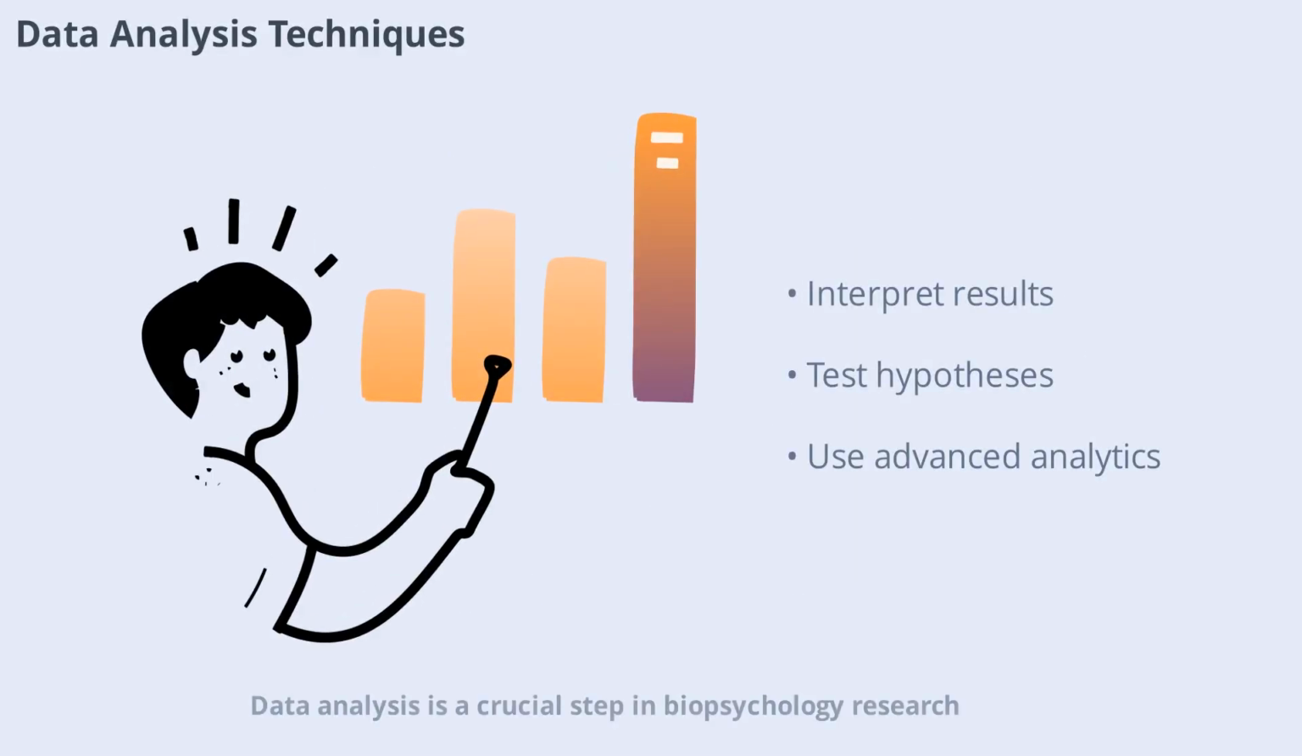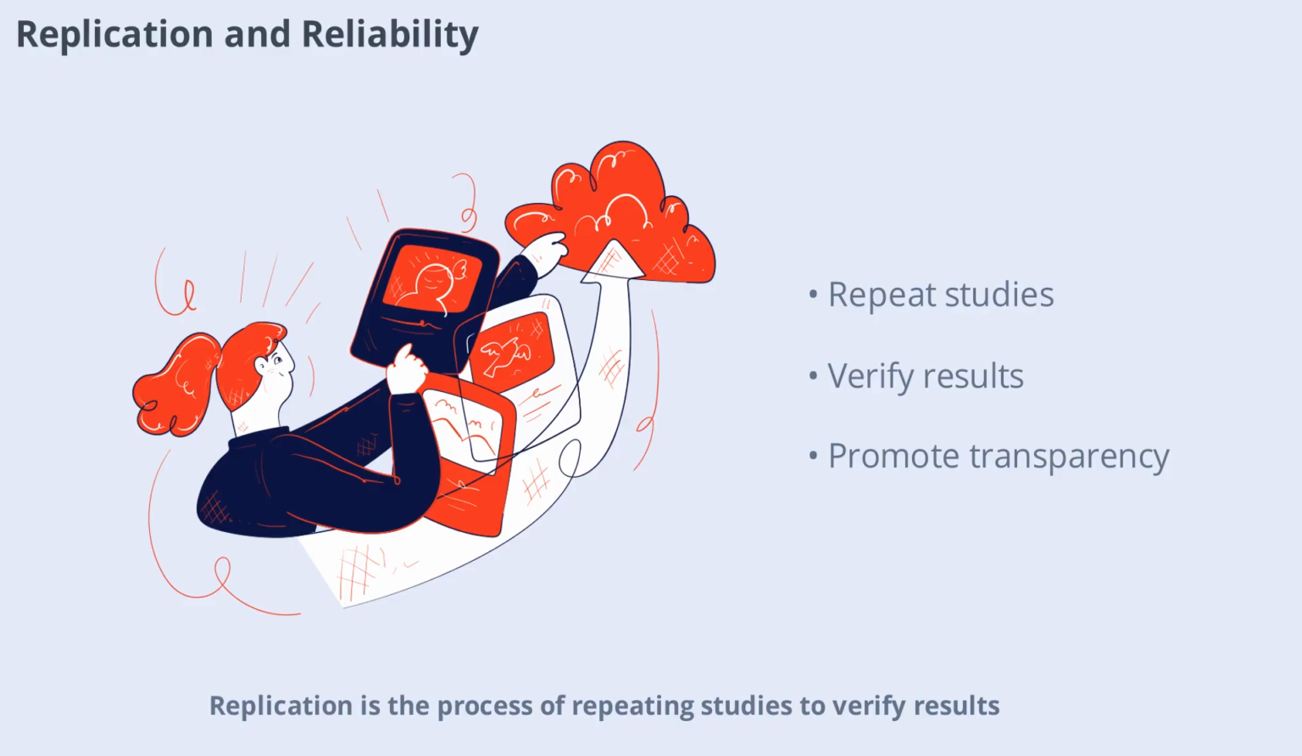Data analysis is a crucial step in biopsychology research. Researchers use statistical methods to interpret results, test hypotheses, and determine the significance of their findings. Advanced techniques like machine learning and big data analytics are increasingly used to handle complex datasets. Proper data analysis ensures that conclusions are valid and that research contributes meaningfully to our understanding of the brain and behavior.